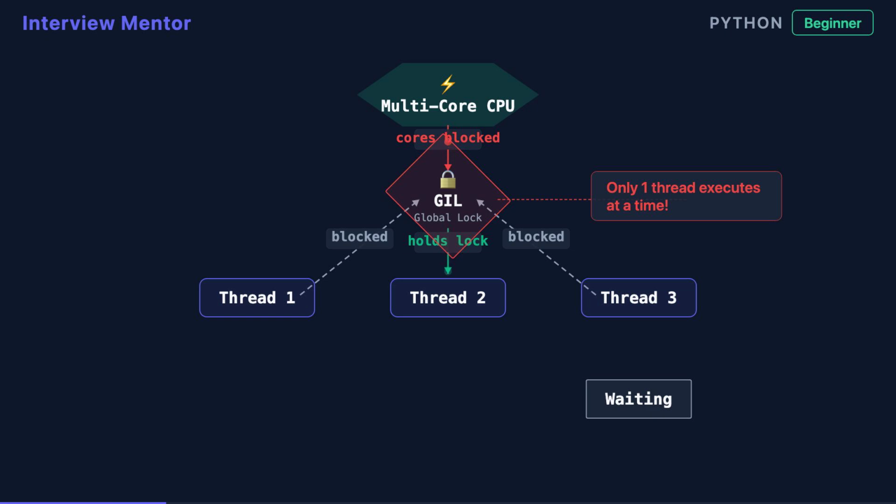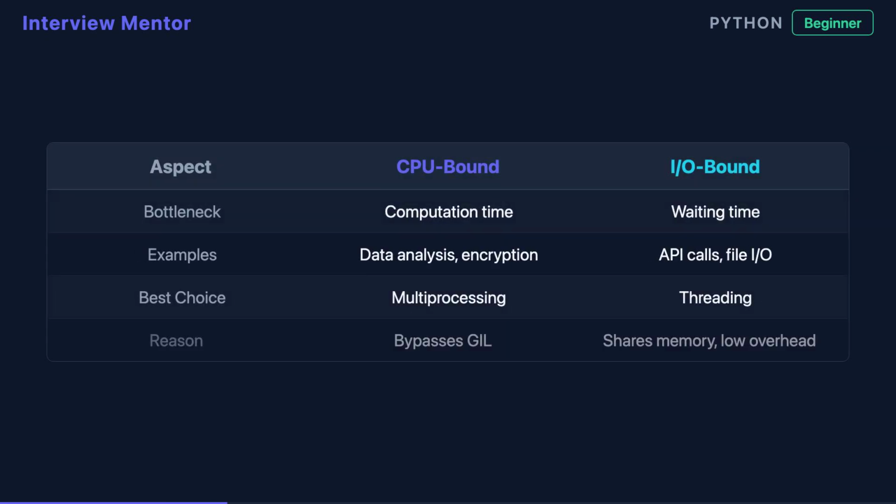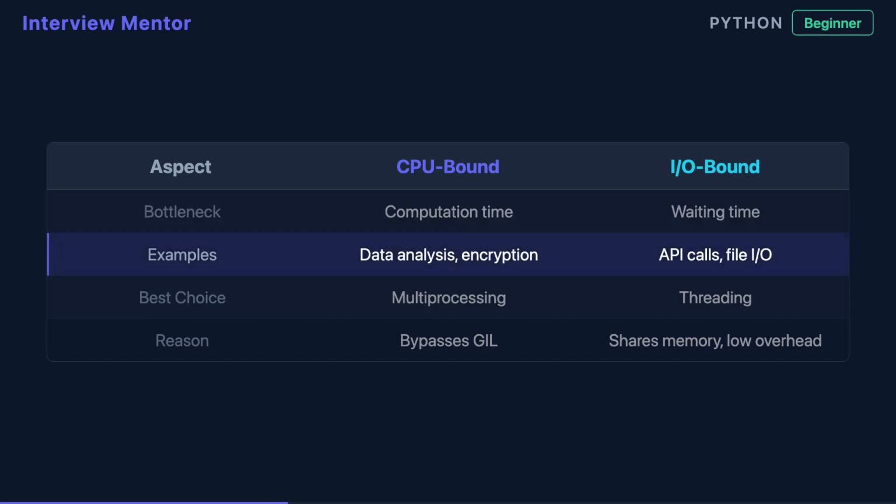For CPU-bound tasks like number crunching or image processing, threads take turns waiting for the lock, completely negating any parallelism benefit. This is where understanding your workload type becomes critical. CPU-bound tasks spend most of their time doing calculations like data analysis or encryption. I/O-bound tasks spend time waiting for external operations like network requests or file reads.